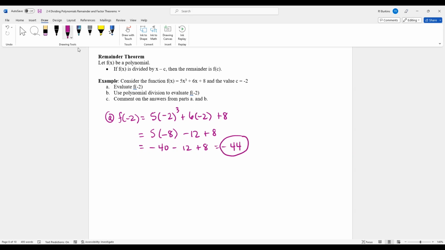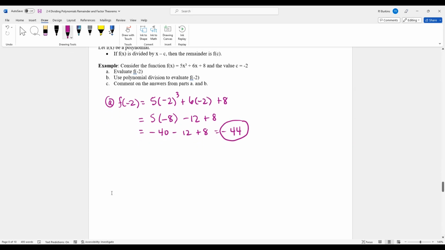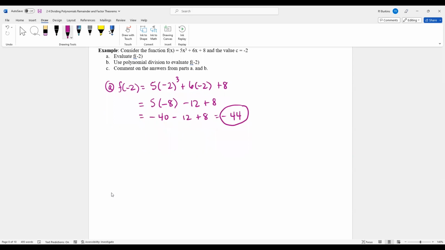Now let's test this out. Let's actually perform polynomial division and see if we end up with this as our remainder. I'm assuming you're going to want to do synthetic division, so let's do that. And they told us what c was, so that's nice, right? So c is -2. My polynomial's here, so I need to put 5 for x cubed. Notice there is no x squared. Then I have 6 for the x, and I have 8 for my constant.